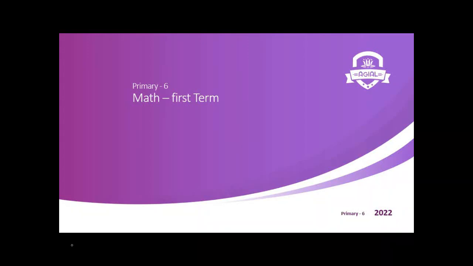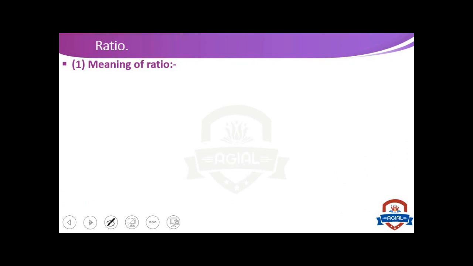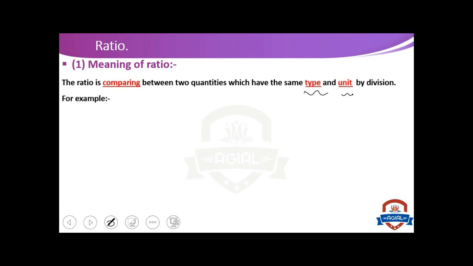Today we are going to study the first lesson of our course of mathematics. This lesson is talking about ratio. So what's the meaning of ratio? The ratio is comparing between two quantities which have the same type and the same unit by division.